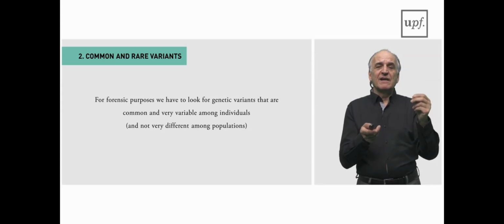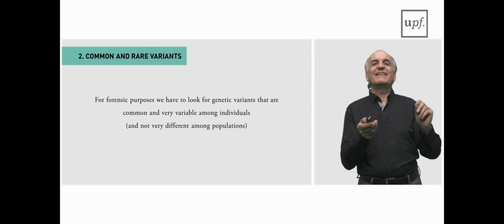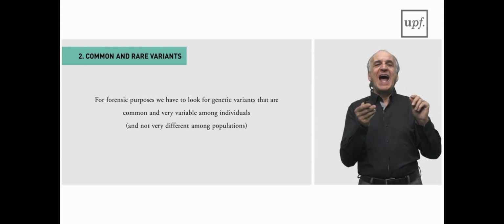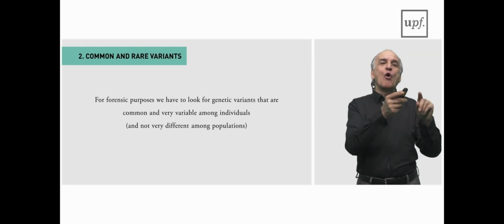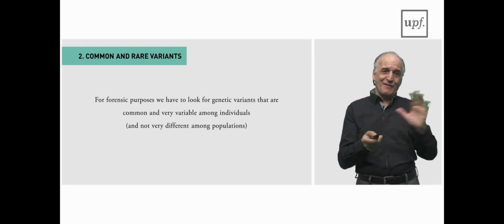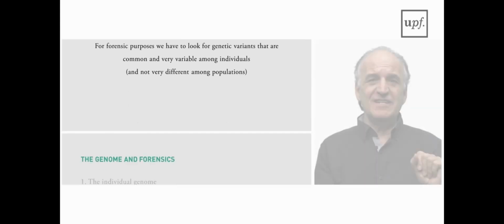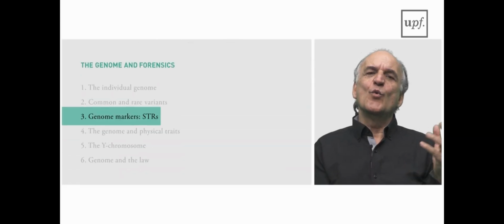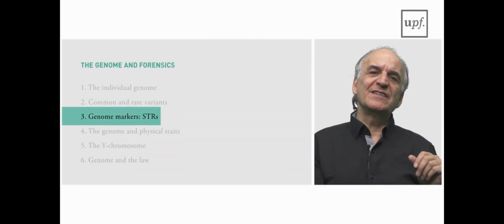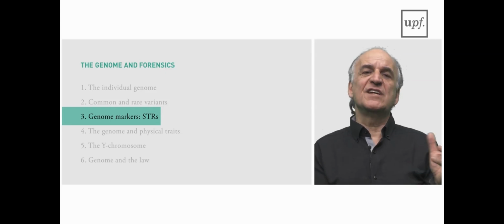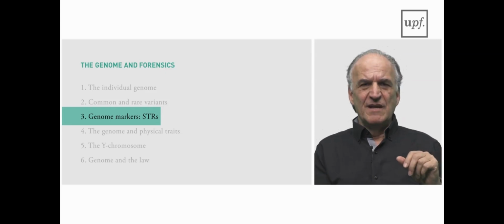If we want to establish forensic analysis, we have to look for genetic variants that are common and very variable among individuals, but not very variable among populations. And this is what we work with in what we call microsatellites, or STRs, short tandem repeats.